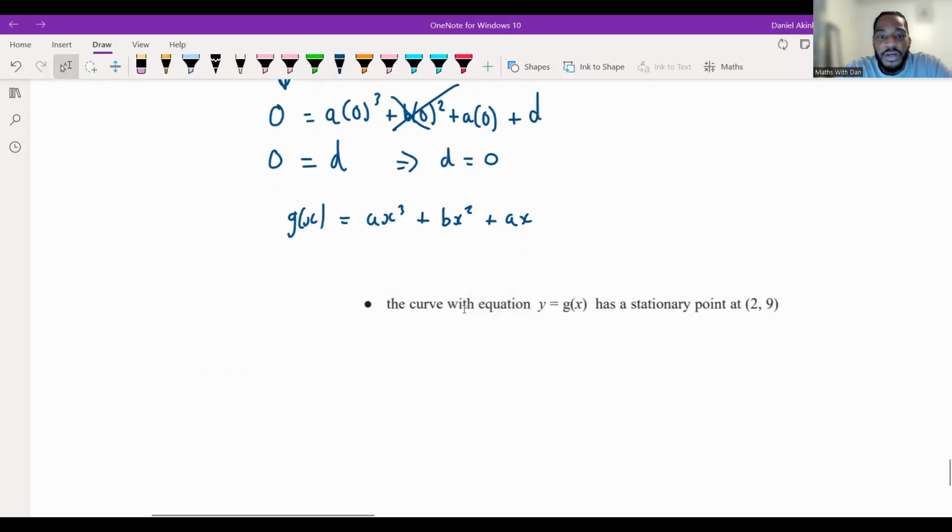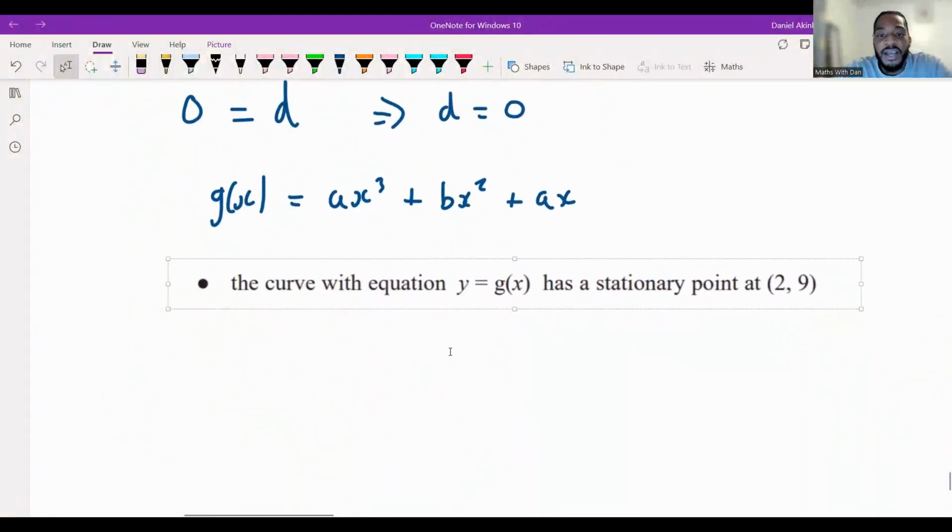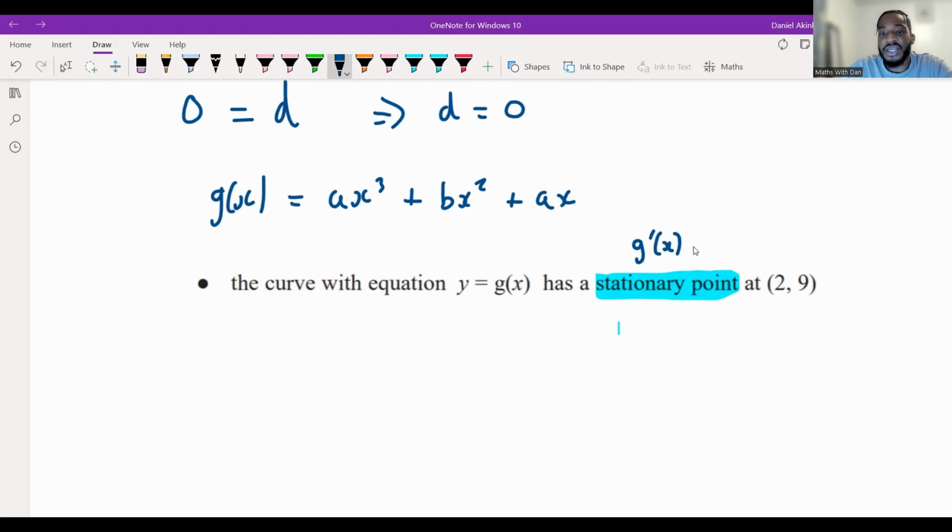Now, for me, the most glaring thing that I see is stationary point, isn't it? Right? Stationary point, which we've been doing all lesson. That just means dy/dx is equal to 0. But since we're dealing in function notation, I'm going to use g dash of x. This just means that g dash of x is equal to 0. And it's at 2, 9.